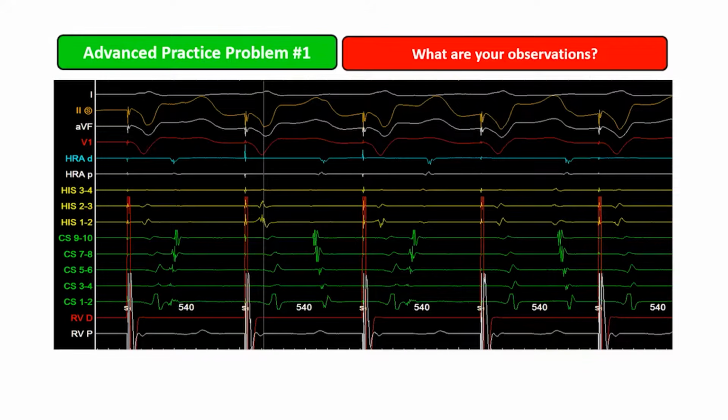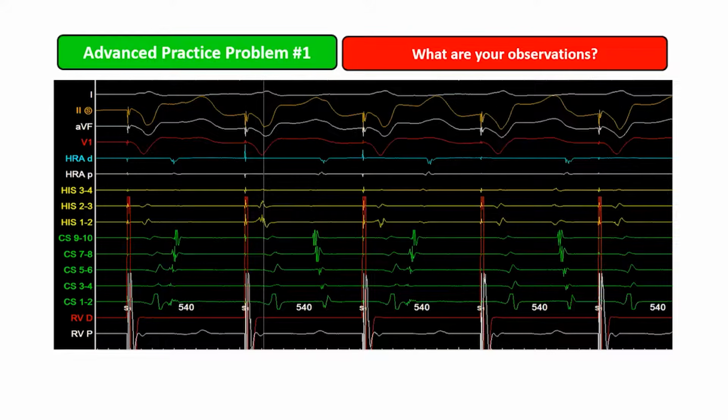Now, let me emphasize a few things here. It's always good habit to start by looking at your surface leads when you're doing more complex electrogram interpretation. So we can see here that on our surface 12 lead, we see pacing spikes and we see a wide QRS complex. This does reflect that our RV pacing is leading to ventricular capture.